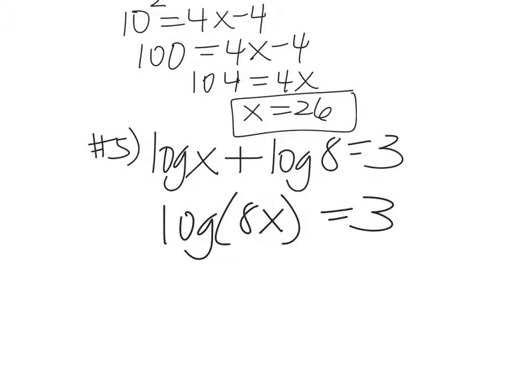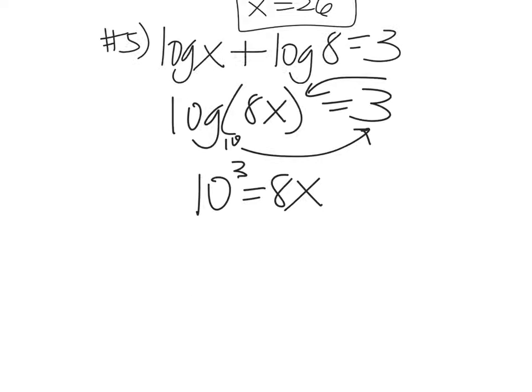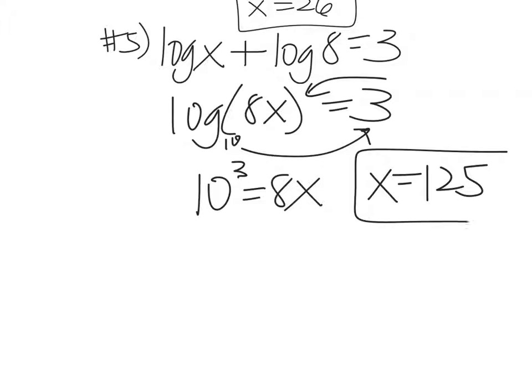And then this brings us back to the last problem, what we just did. So we'll rewrite this in its exponential form. The base is 10 again, so 10 to the third equals 8x. You get 1,000 equals 8x, divided by 8, and x is 125. And there's no problem with that. If I plug it in here, that'll work very nicely.